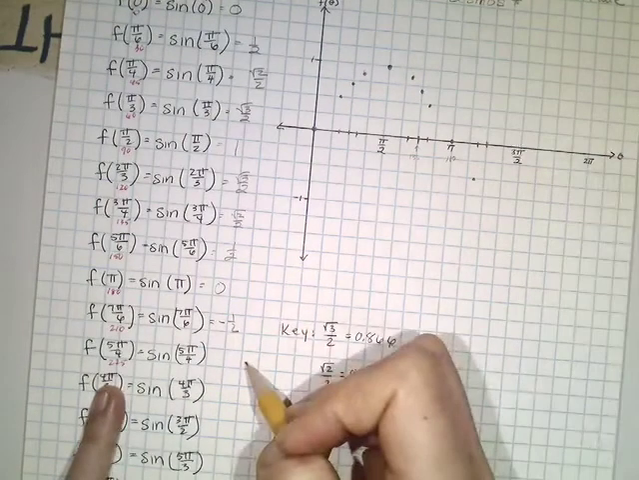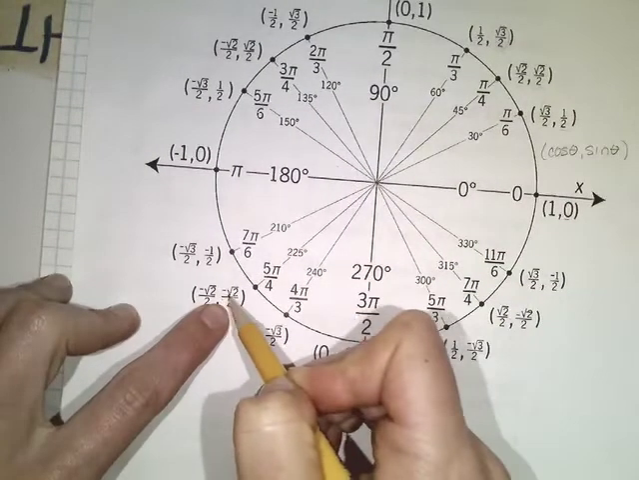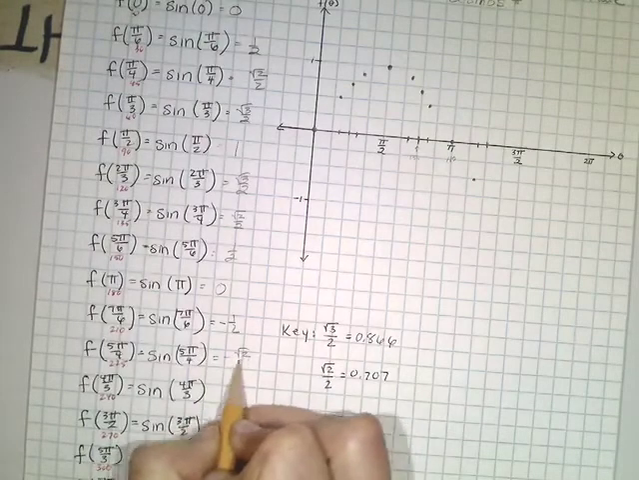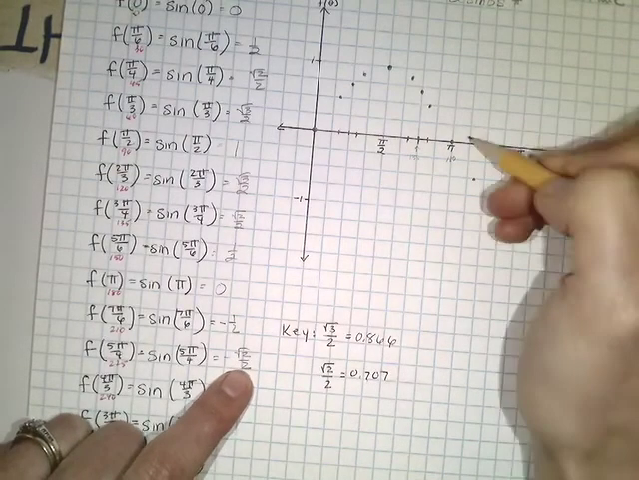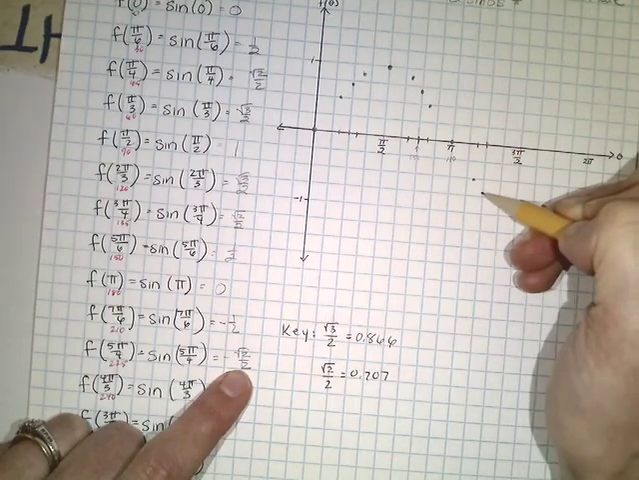And going along with the pattern, again, we start from 0, go all the way around, negative square root of 2 over 2. And that's roughly about 0.7. So if this is 0.75, it's just shy.